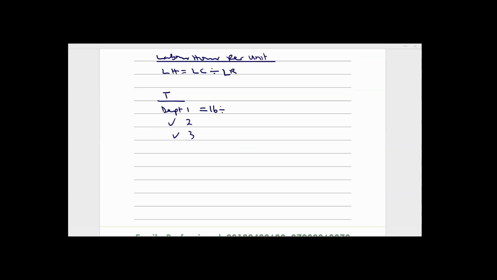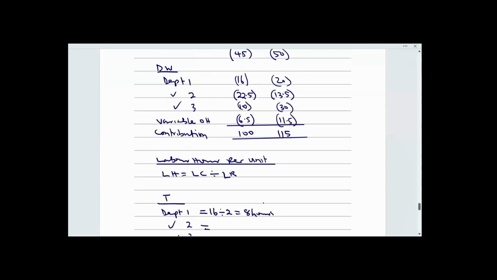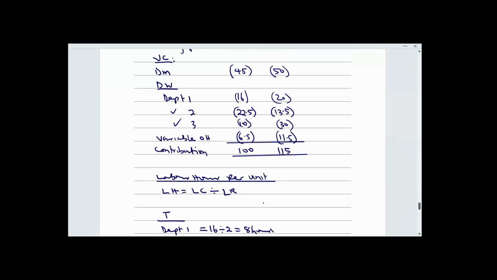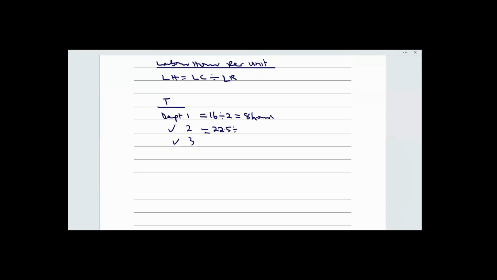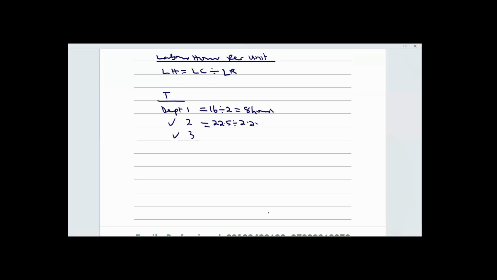So divided by 2, this will give us 8 hours. We are still on total direct wages for Department 2, total is 22.5. Here is 22.5 divided by the wage rate for Department 2, according to the question, which is 2.25. This should be 10 hours. Please confirm.